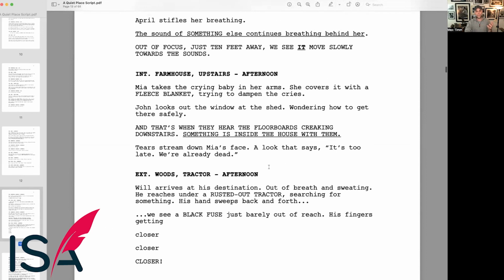One thing they do here, so this paragraph is 3 lines down. What's happening, though, is that we're going to a different area, a different feeling, a different mood, different character. Will arrives at his destination, out of breath and sweating. He reaches a rusted out tractor, searching for something. His hand squeezed back. It's like we're kind of, in a way, not starting over, because it is a continuation from previous moments here. The energy is still continuing from this location to this location to this location, but they're slowing it down a little bit.